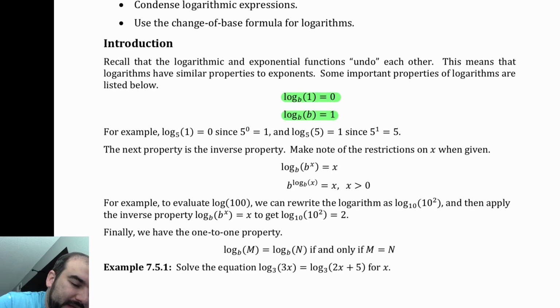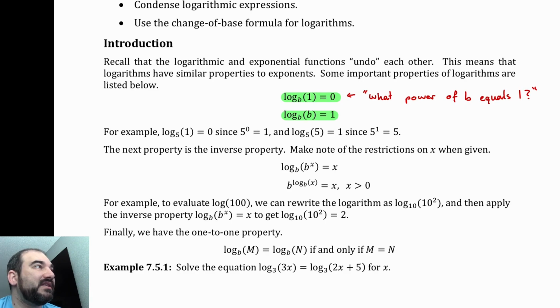These are pretty easy to solve on the spot, because remember, this one here asks the question, what power of b equals 1, right? And no matter what b is, if b is 217, what power of 217 equals 1? If I take any b to the 0 power, it'll equal 1. So that's why the answer to that question is 0.